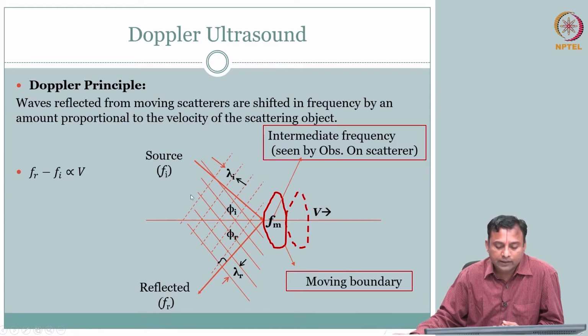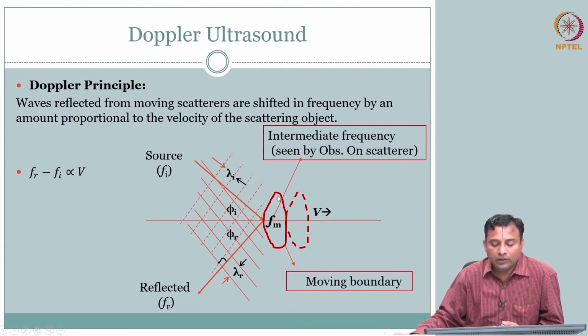Otherwise, you see that these are the plane wave fronts coming in, and the other one is the plane wave front that is coming back. So you're going to have reflection, right? You have an angle of incidence and an angle of reflection, and then you have the wavelength of the incoming wave from the source, and a wavelength with which these waves travel after getting reflected. What is new here is this Fm. This Fm is another frequency, which you call the intermediate frequency.